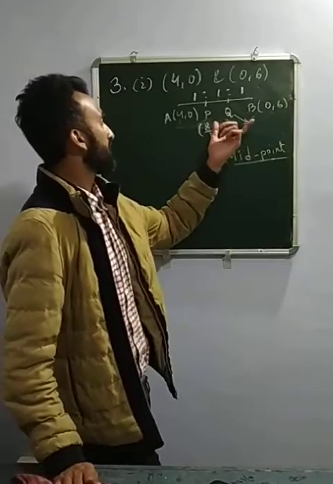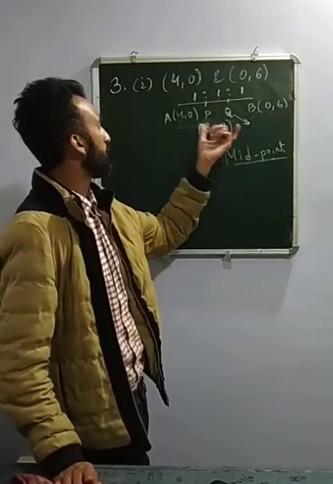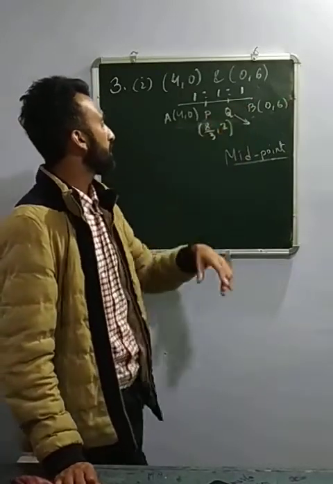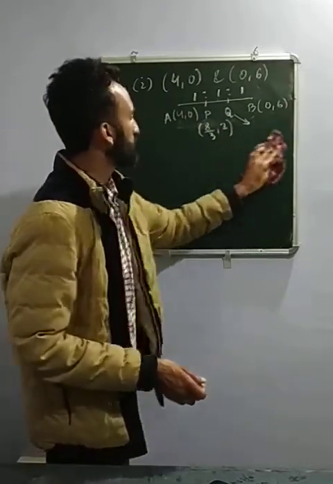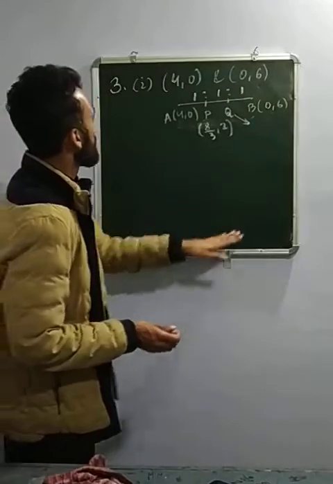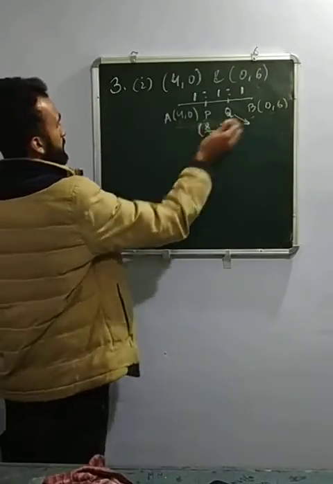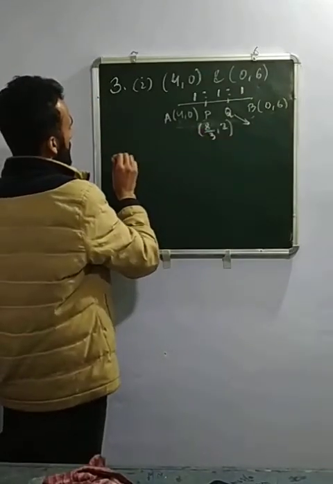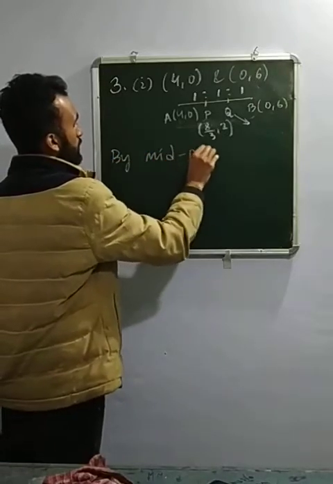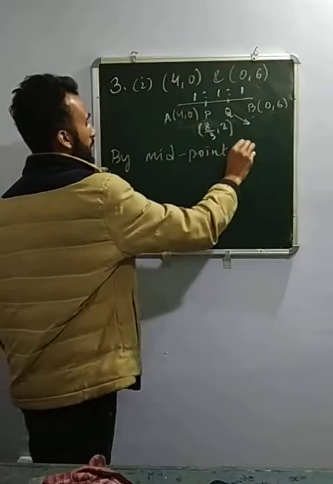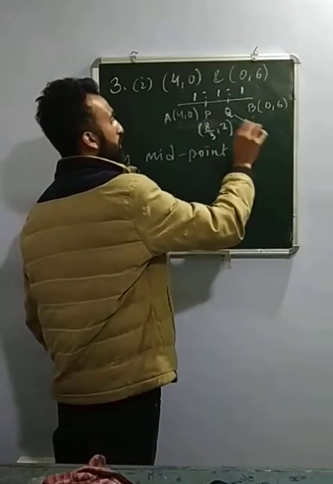See, don't use section formula. You can use section formula, you have to take 2:1 like that. Again find out the coordinates of Q. So unnecessarily, don't do that. Directly you find out by midpoint formula. Why midpoint? Because Q is in the middle of PB.